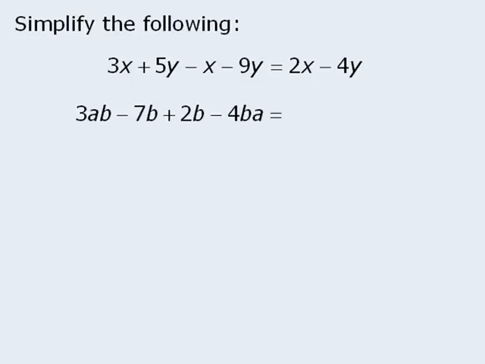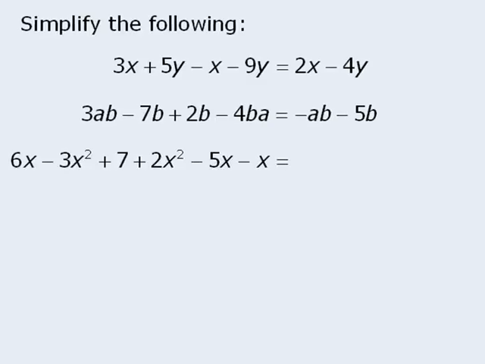Here's another one. Once again, we can simplify this by combining like terms. So here we have 3ab, and here we have negative 4ba. Since a times b is the same as b times a, these two terms are like terms. So 3ab minus 4ba simplifies to be negative 1ab, which we can write as negative ab. Next we have negative 7b plus 2b, which simplifies to be negative or minus 5b. So the expression here simplifies to be negative ab minus 5b.